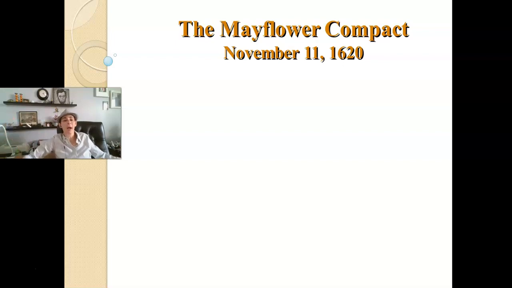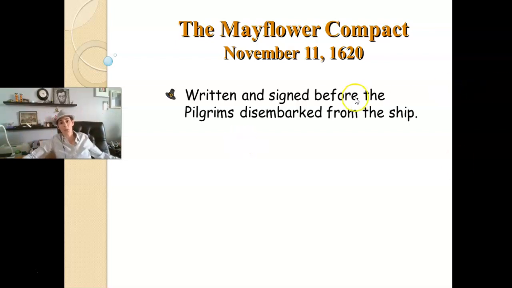The Mayflower Compact is important. So remember it: Mayflower Compact, 1620, Puritans, or Pilgrims rather. Pilgrims, Mayflower Compact, 1620. Put it in your brains, memorize it. What was it? Well, it was written and signed before the Pilgrims disembarked from the ship.